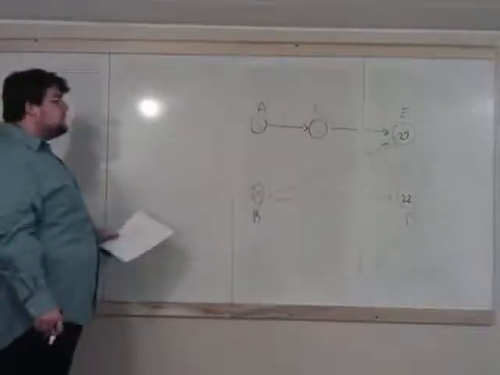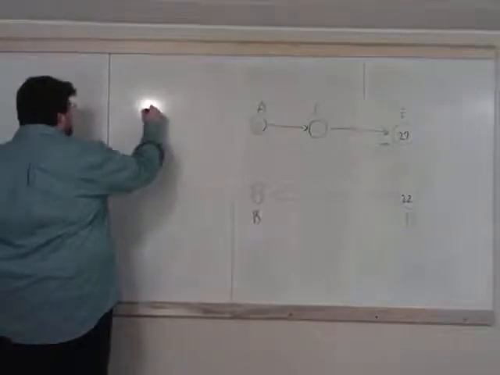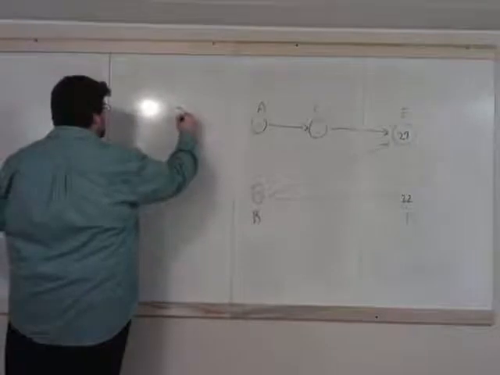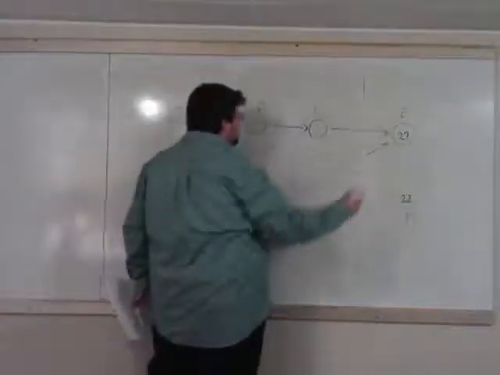But we want to find the critical path. So let's look at all paths. Let's say path and time. Well, there's a path, ACE.